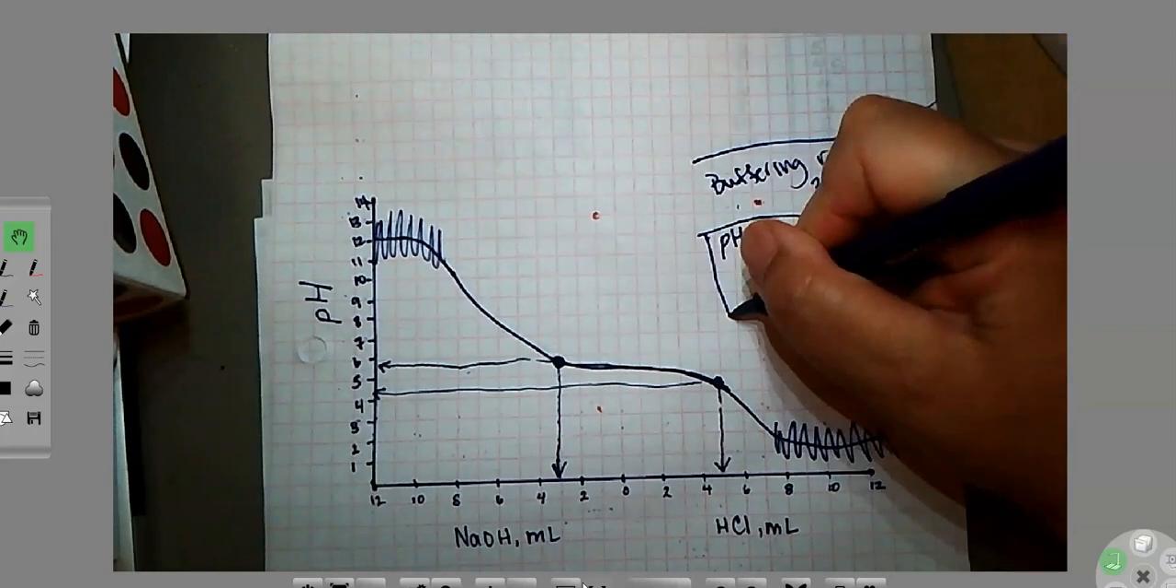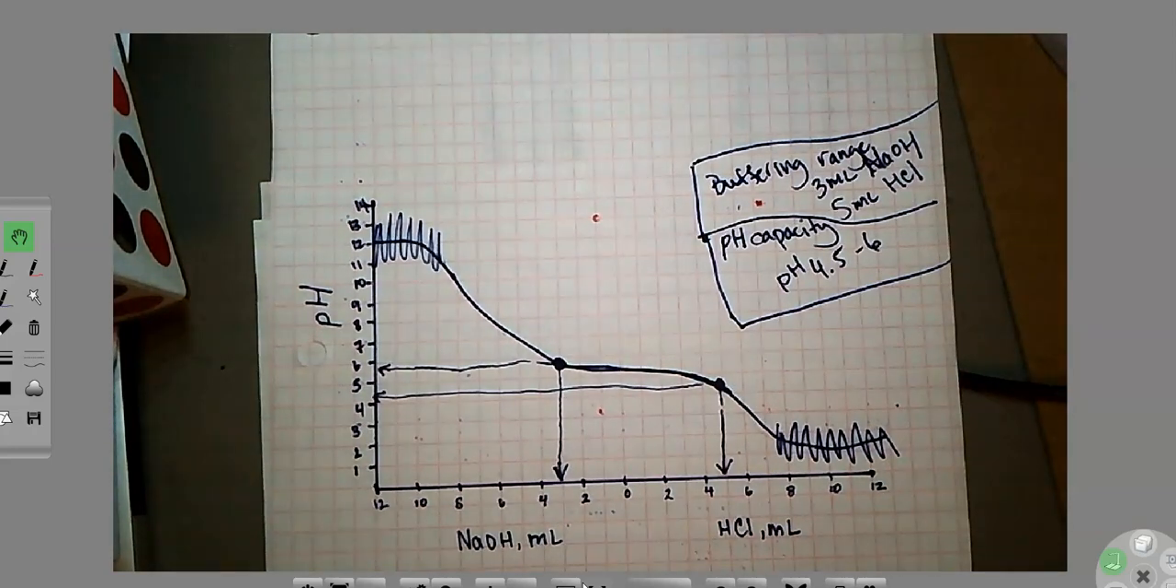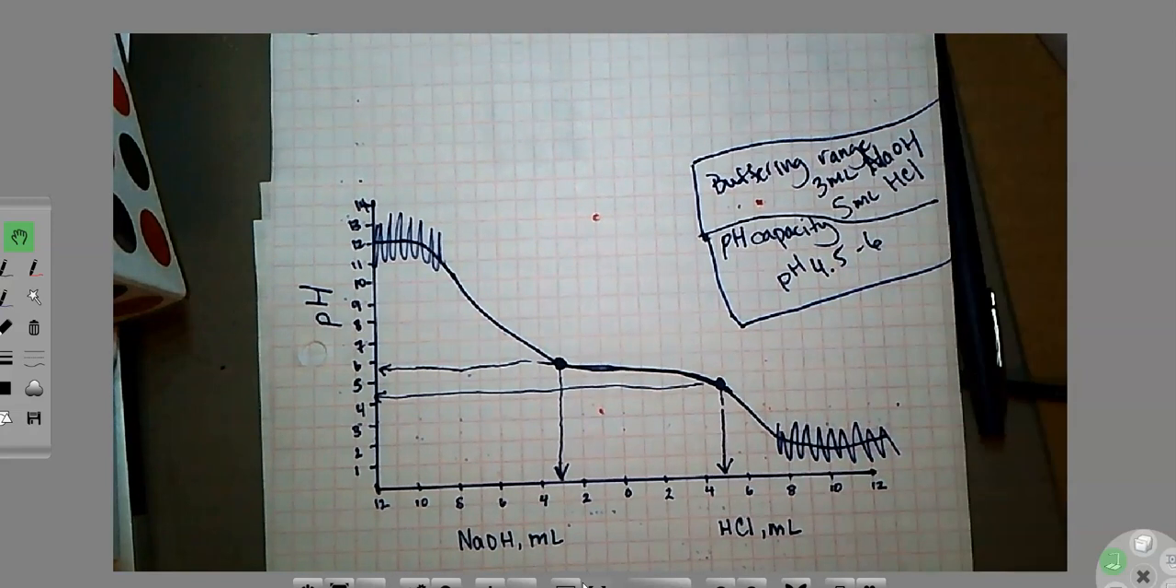Okay, so just as a quick summary, we talked about what a buffer is, and that's just a substance that maintains a pH at a certain level. There are two components to a buffer. There is how strong a buffer is, which is the capacity. And then we also talked about the range, and that is the range in which the buffer is maintaining the pH.